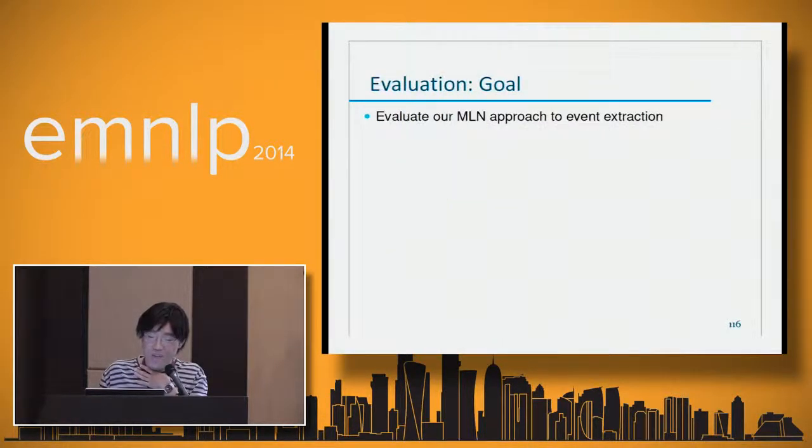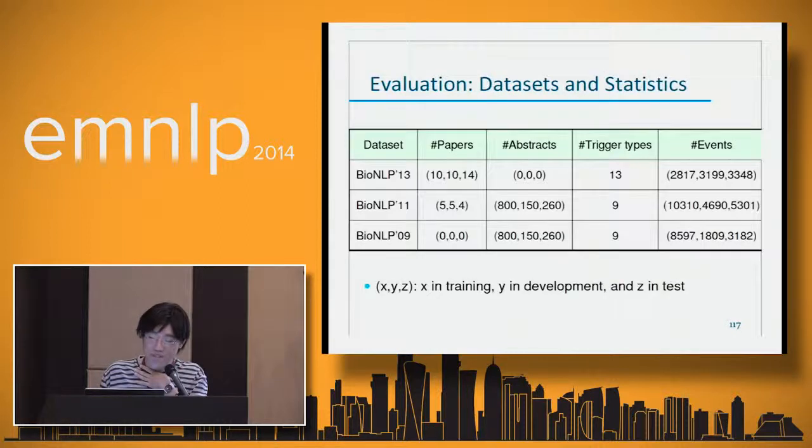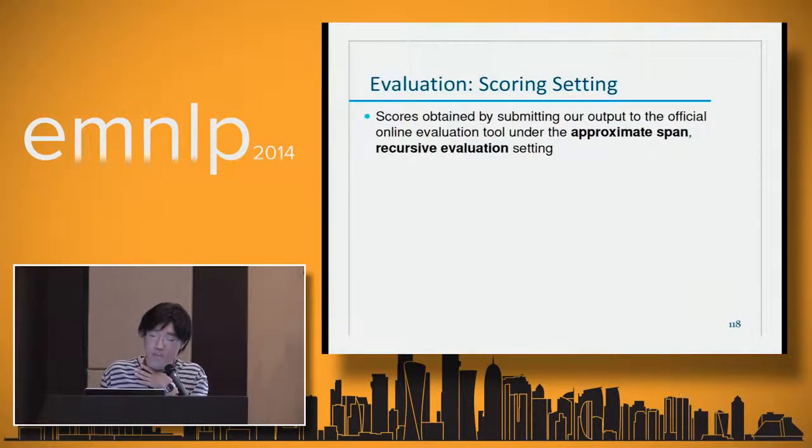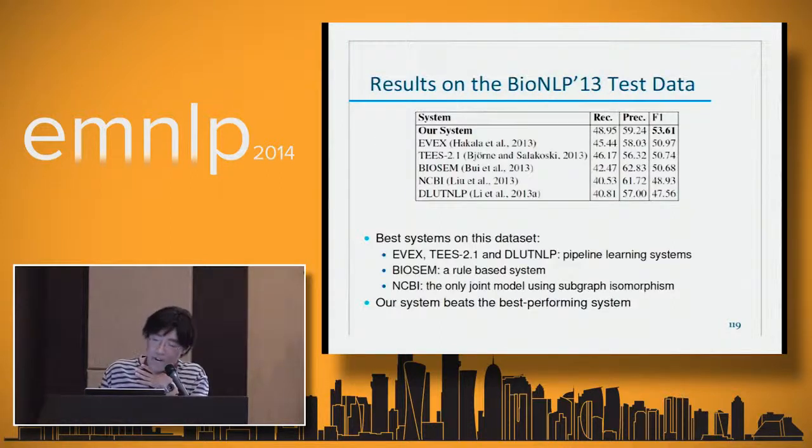So let's move on to evaluation, where our goal is to evaluate our approach to event extraction. We use all 3 data sets from all 3 years of GENIA event extraction. The scores are obtained by submitting our output to the official online evaluation tool under the approximate span recursive evaluation setting. Here are the results on the BioNLP 13 test data. Here we show the results of the 5 best systems on this data set. Some are pipeline learning systems. One is the rule-based system, and there's also a joint model using subgraph isomorphism. And you can see that our system beats the best performing system.